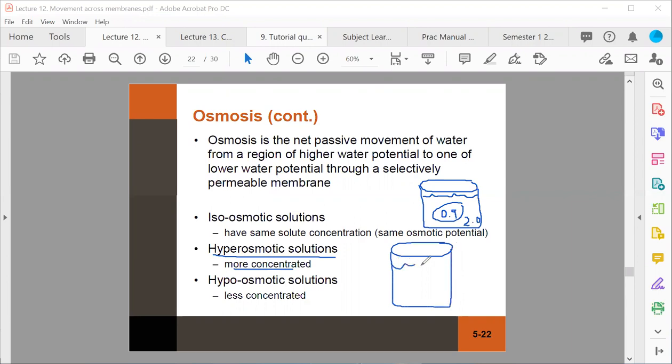All right, the last one. Okay. Our cell, 0.9. And now we're going to place it into a solution that is only 0.1%. And of course, this solution is termed hypoosmotic or hypotonic because it's less concentrated than the solution inside the cell.